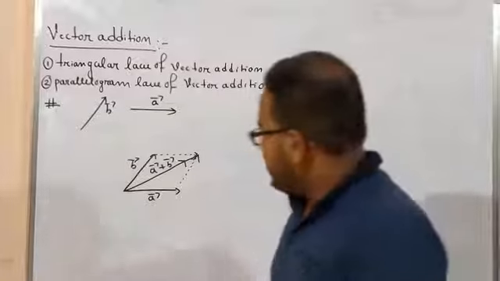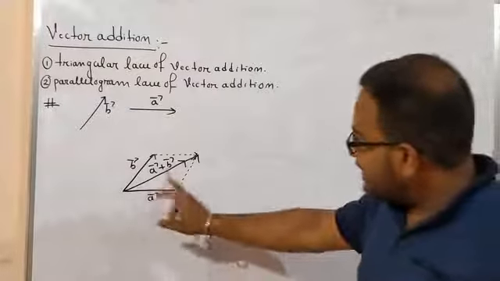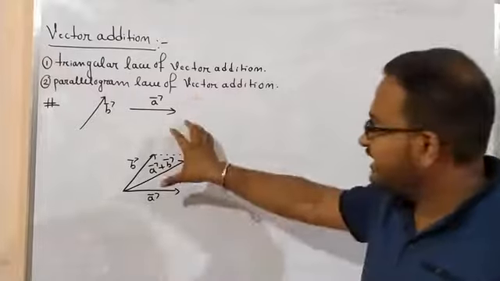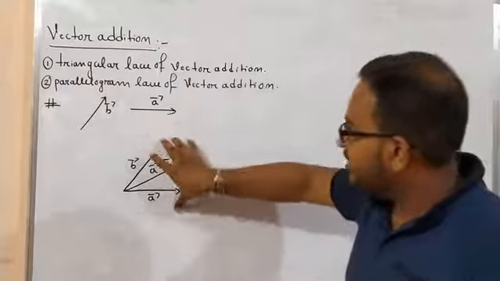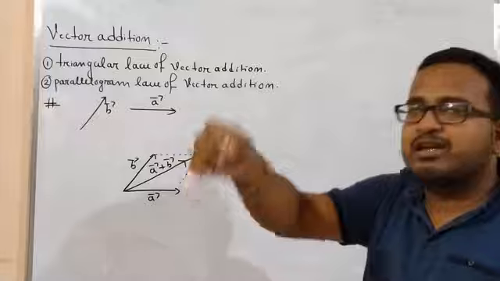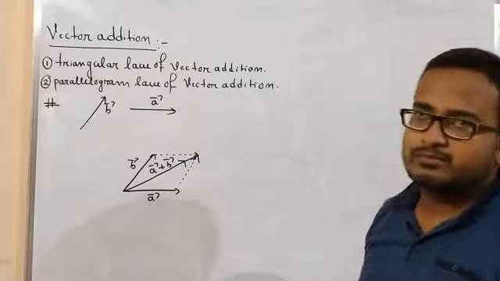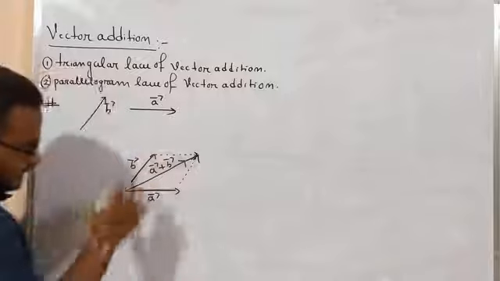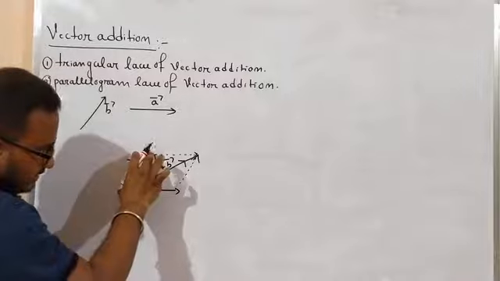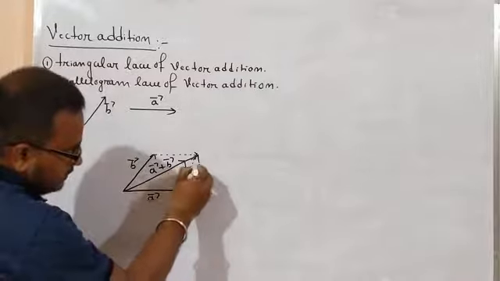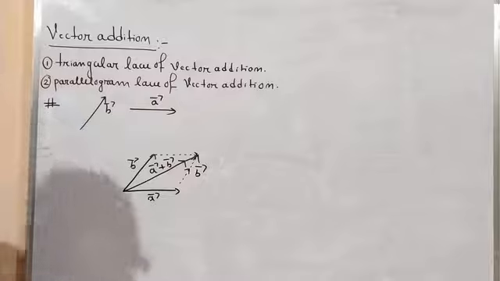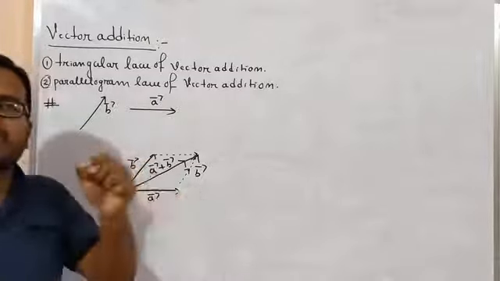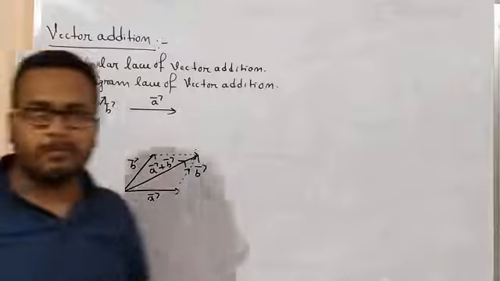Okay? So here, triangle law of vector addition is used directly or indirectly. We use triangle law of vector addition in parallelogram law of vector addition also, right? How do you see? If this vector is B vector, then this vector is also B vector, isn't it? Because this is a parallelogram, and in a parallelogram each pair of opposite sides are equal and parallel.